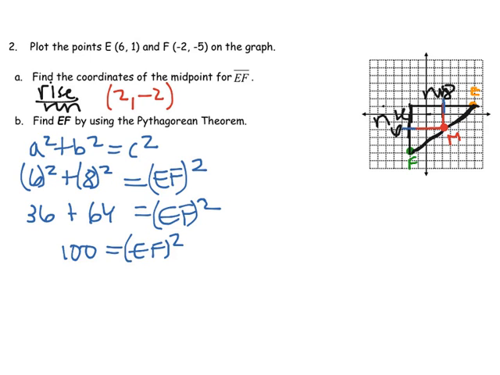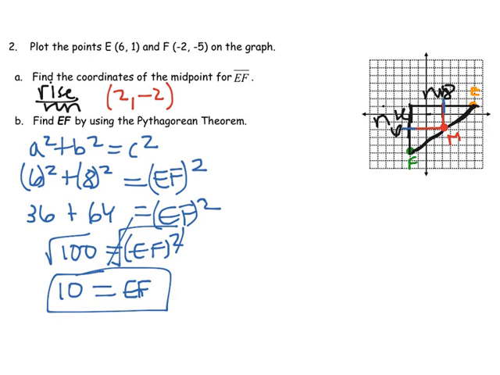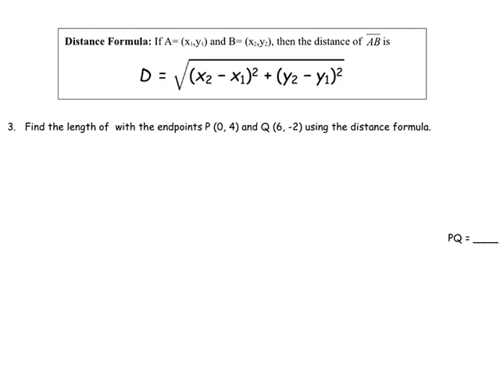Put that in parentheses again. So now we have everything added. We're going to take the square root of both sides. The square root of 100, it's a perfect square, so it's going to be 10. And then the square root and the squared cancel out, and we're left with just our EF. So our EF is equal to 10. We just used the Pythagorean theorem to help us determine the distance of that segment, because it is a little bit more difficult since it is a diagonal.